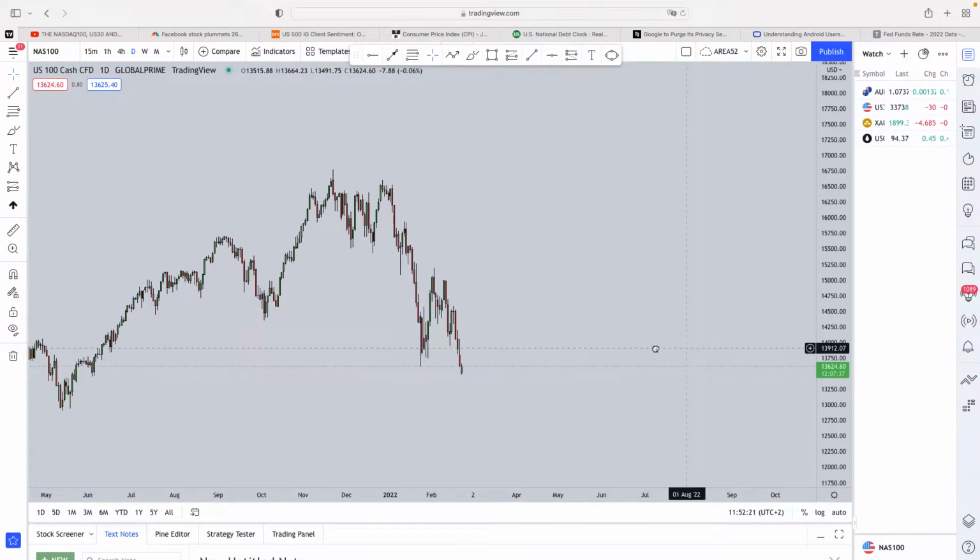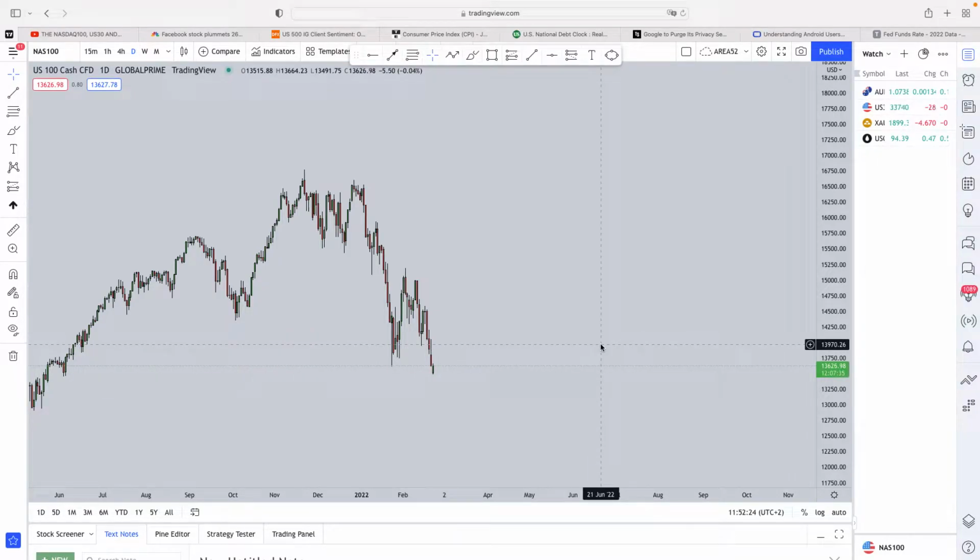Today we're going to take a look at the NASDAQ 100 from a technical, fundamental, order flow and sentiment perspective as well.